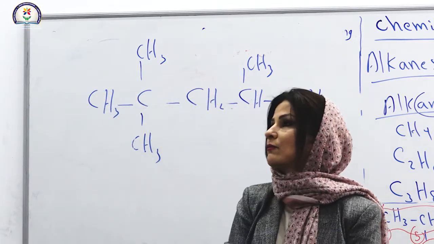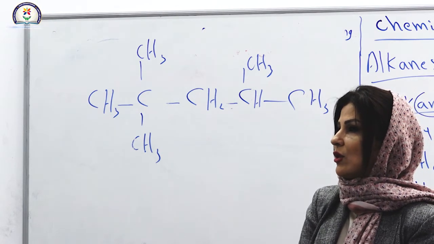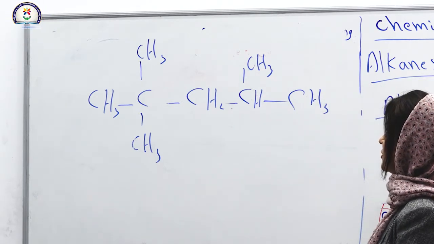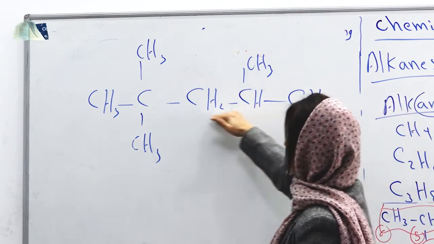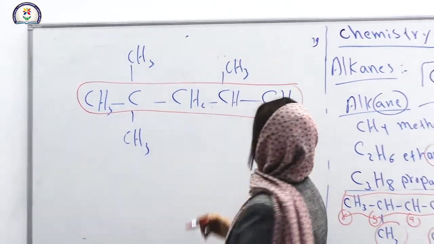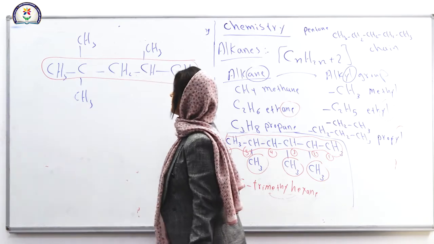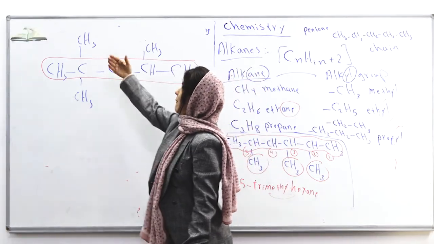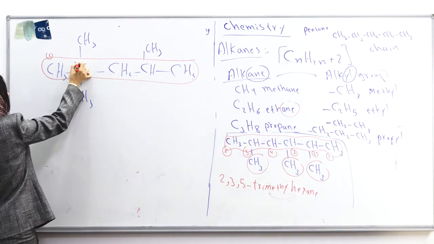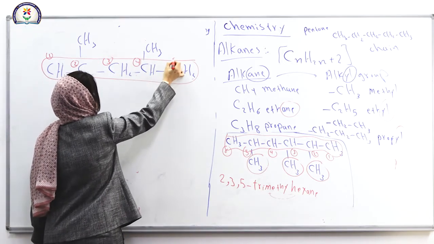Look at the question. Which one is the correct term? I told you before, you have to choose the longest chain. This is the longest chain. I'm going to number the chain from this side because we have more branches. 1, 2, 3, 4, 5.